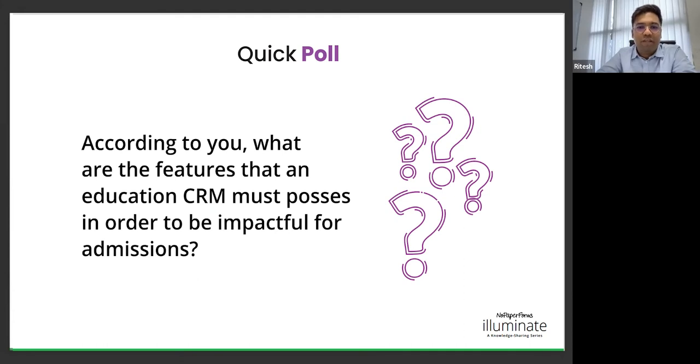According to you, what are the features that an education CRM must possess in order to be impactful for admission? Right. So a CRM, I'll give a quick background. A CRM is a customer relationship management tool. Basically, that's software that helps you nurture the leads and manage the leads and inquiries and end up in enrollments. So if you have software like that, what are the top features that a good CRM should have?